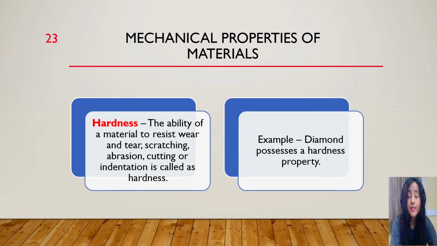And another best example is a diamond. Diamond is the hardest material available on earth, right? If you hammer a diamond, you will not be able to break it, or scratch it, or produce any wear and tear in the diamond. So we can say that diamond has a very, very good hardness property.